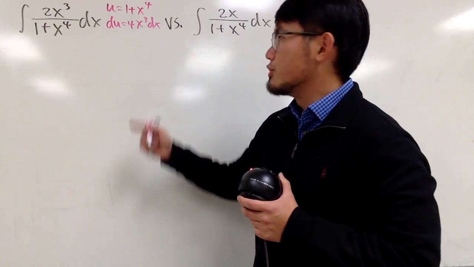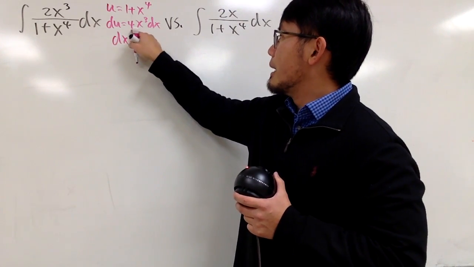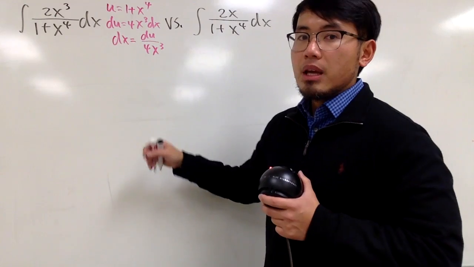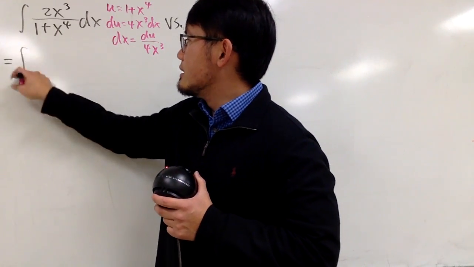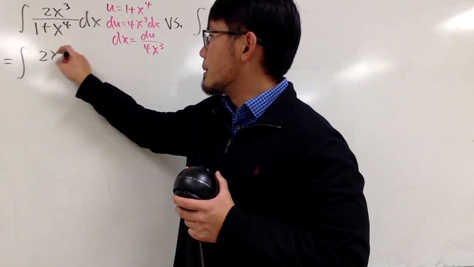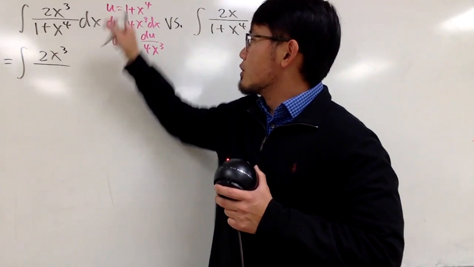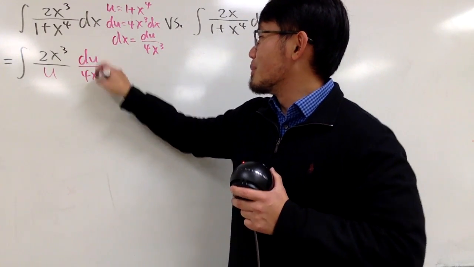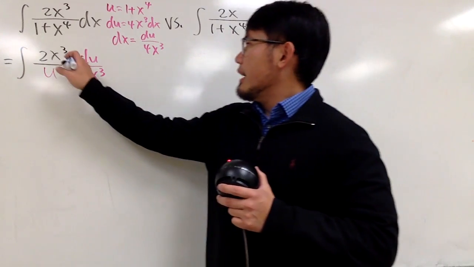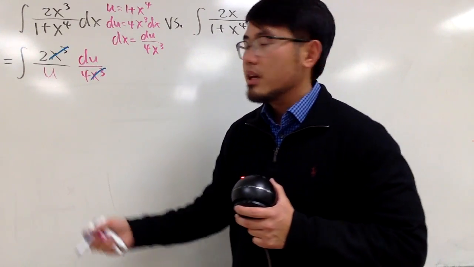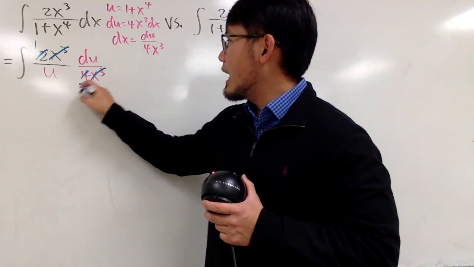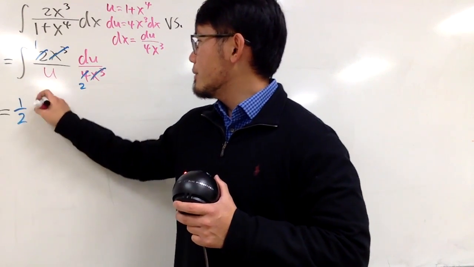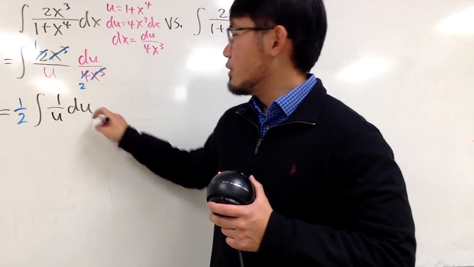And let me show you guys a cancellation. So I will isolate the dx by dividing this on both sides. I get du over 4x to the third power. And now let's put this back, and we'll see this is the integral. On the top, I'll keep it 2x to the third power over. The bottom is going to be the u, and the dx is this, namely du over 4x to the third power. And as you can see, the x to the third power cancel each other nicely, and 2 and 4, of course, we can reduce that to be 1/2. So we can take that 1/2 to the front, and we have the integral of 1 over u du.